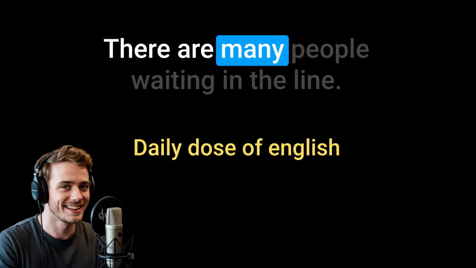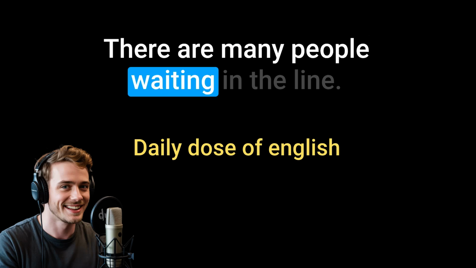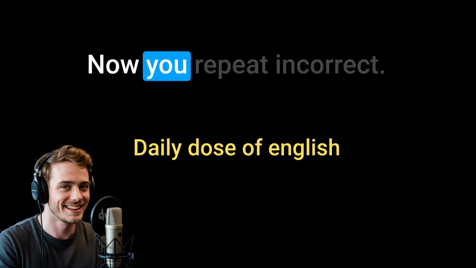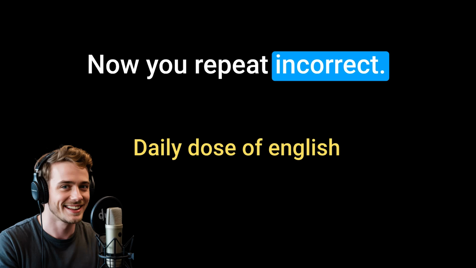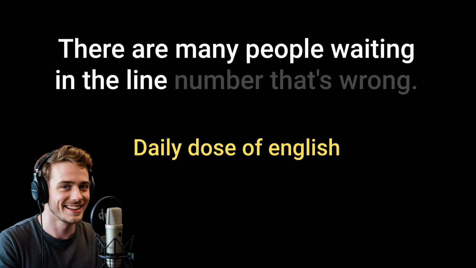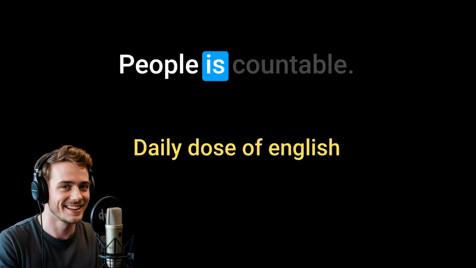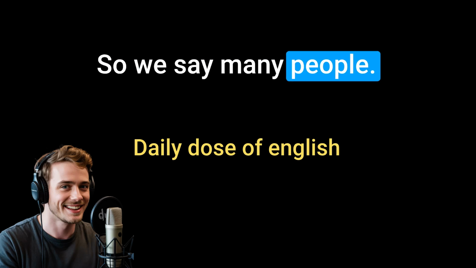Let me give you some examples. Correct. There are many people waiting in the line. Now you repeat. Incorrect. There are much people waiting in the line. No. That's wrong. People is countable, so we say many people.